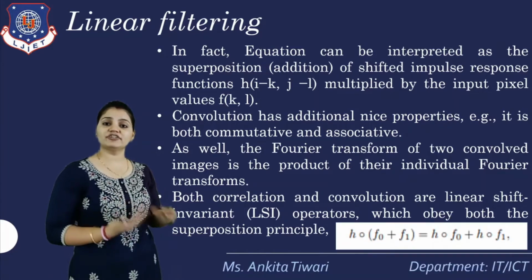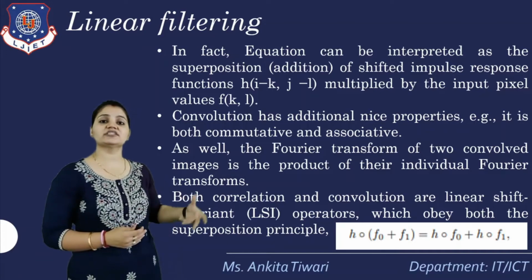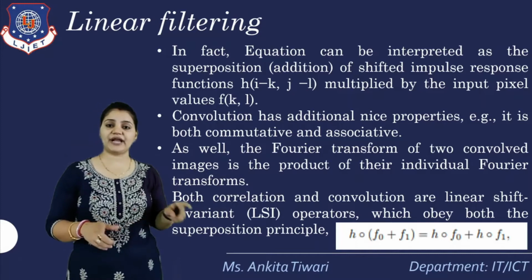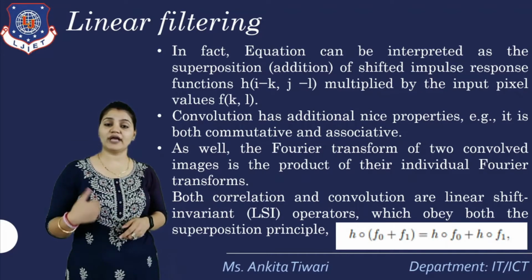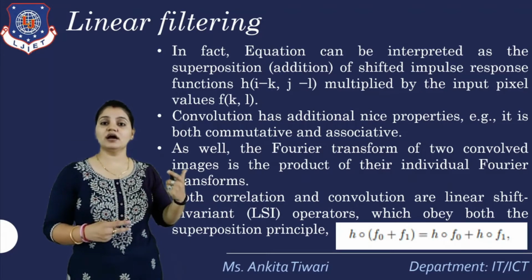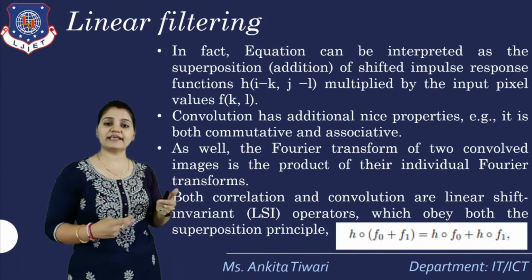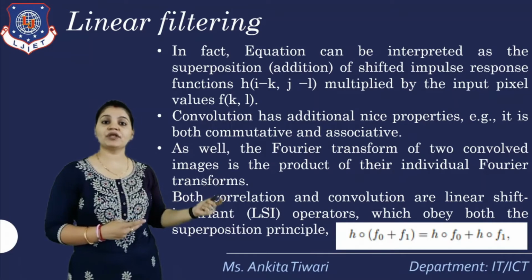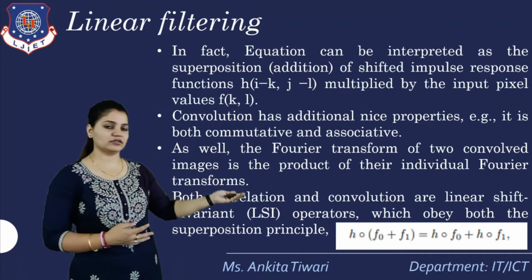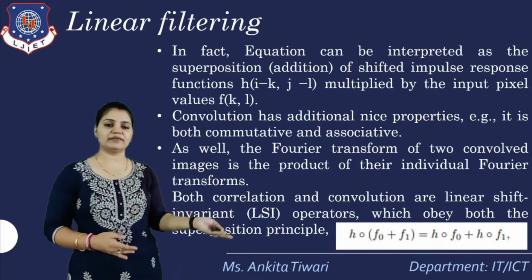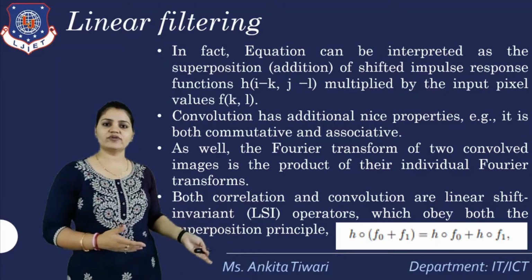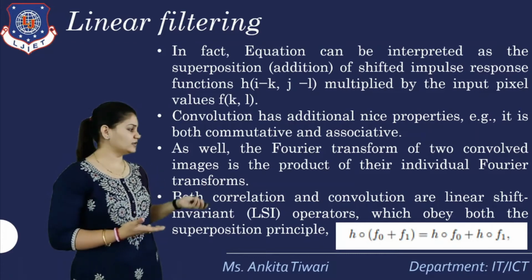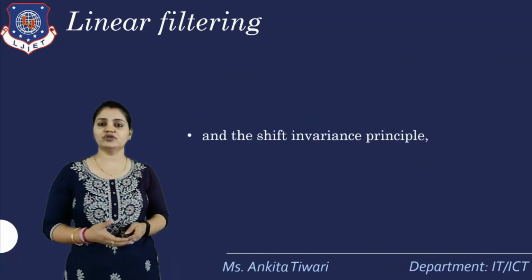So the function used to define correlation and convolution is h of, in brackets, the two functions which obey the superposition principle, that is f0 plus f1, which equals h of f0 plus h of f1. If we solve this equation mathematically, we get h of f0 plus h of f1. So these are the two things that we need to keep in mind.